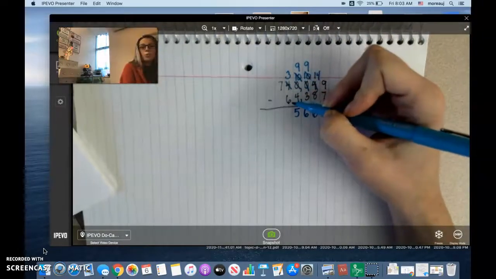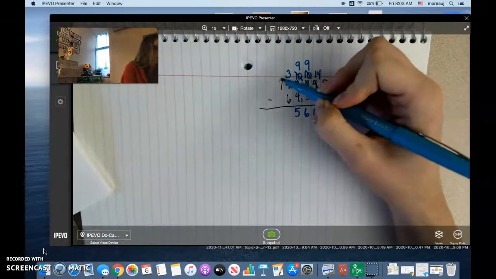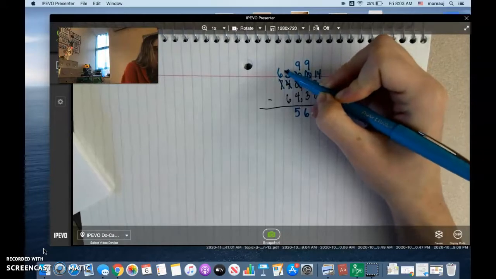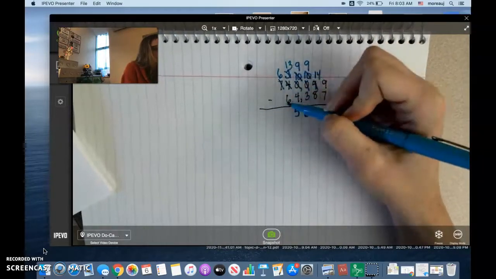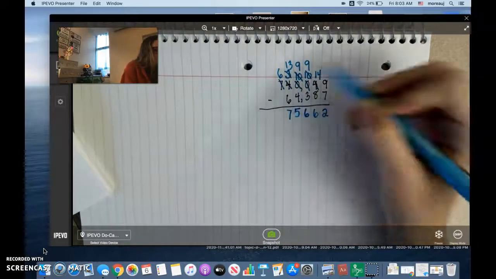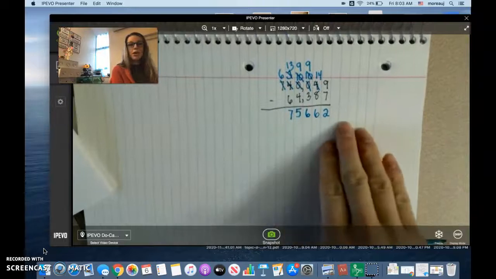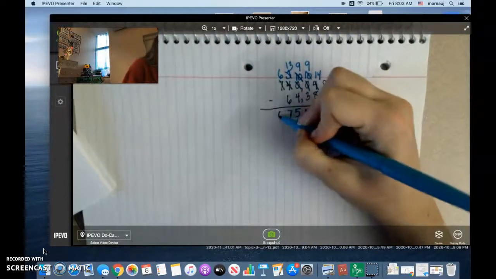3 minus 6, oh, I can't do that. 3 is less than 6, so I cannot take 6 away yet. I need to decompose this 7. Then this 3 plus my 10 is 13. 13 can take away 6 now, and that's 7. Now here's something that I've noticed that sometimes kids are just stopping right here, but don't forget that largest place value. 6 minus 0 is 6.